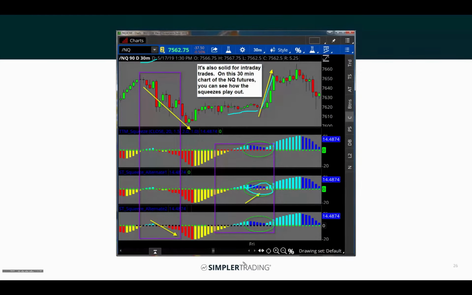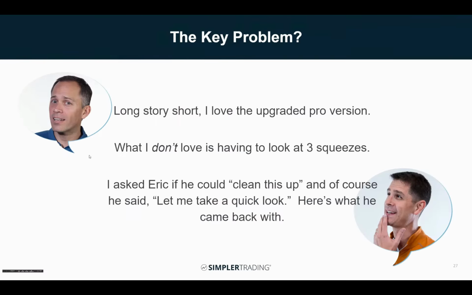Again, typically you're going to get a little bit more explosive move there because it represents really, really quiet. So the key problem here is I love this upgraded version. What I don't love is having to look at 3 squeezes. Okay, I need things lined up. I need things to be very, very easy. I always say if I can't explain what I'm doing to a 12-year-old, it's too complicated.